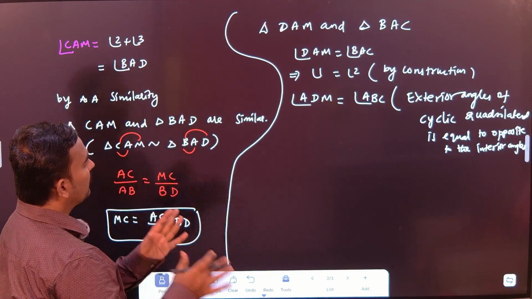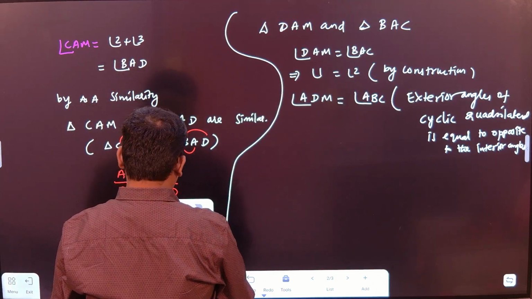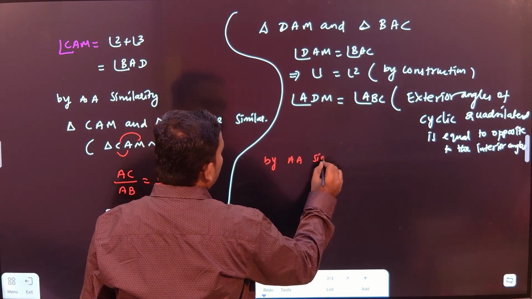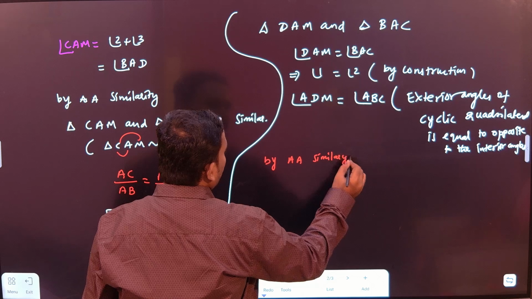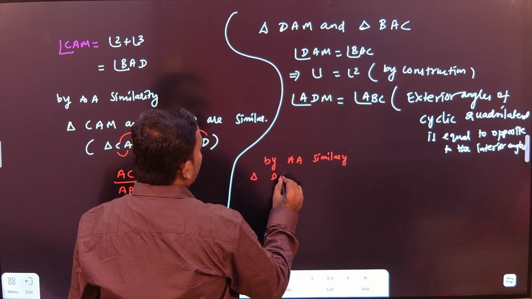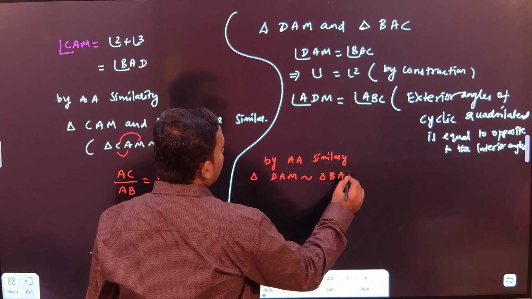Okay, I hope everyone understood, right? So now you can see you can use the angle similarity. What we can say is triangle ADM is similar to triangle BAC, right?